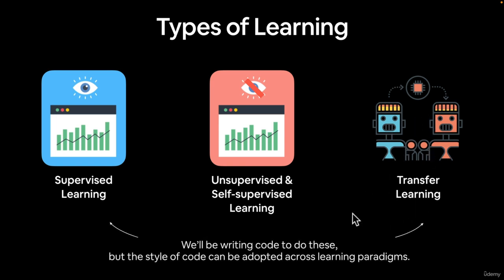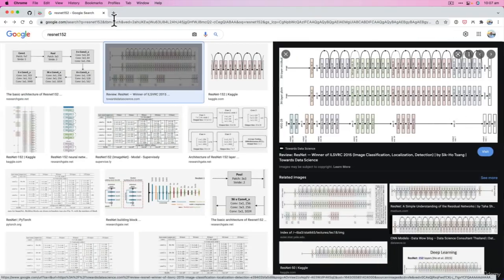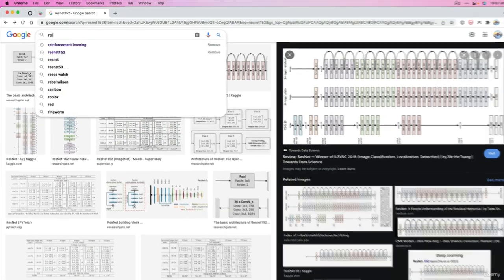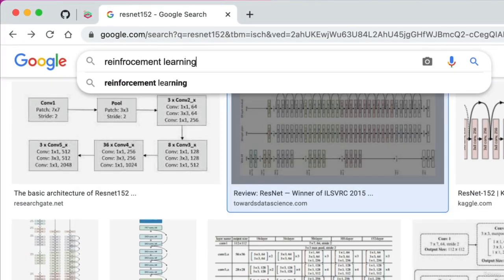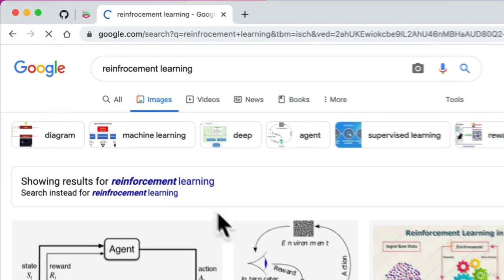But for this course, we're going to be writing code to focus on these two, supervised learning and transfer learning, which are two of the most common types of learning in machine learning and deep learning. However, this style of code can be adapted across different learning paradigms. Now, I just want to let you know there is one that I haven't mentioned here, which is kind of in its own bucket, and that is reinforcement learning. So I'll leave this as an extension if you want to look it up.